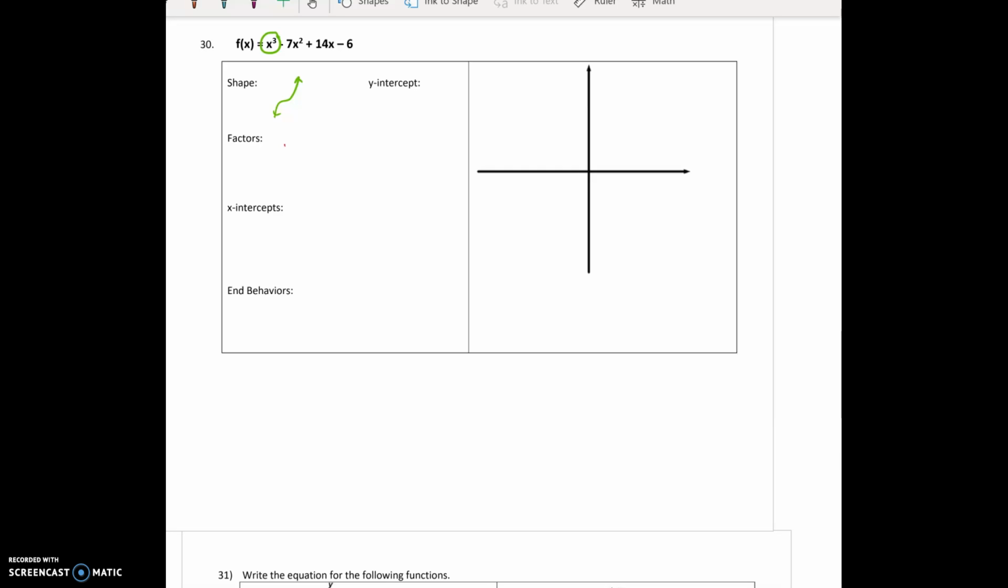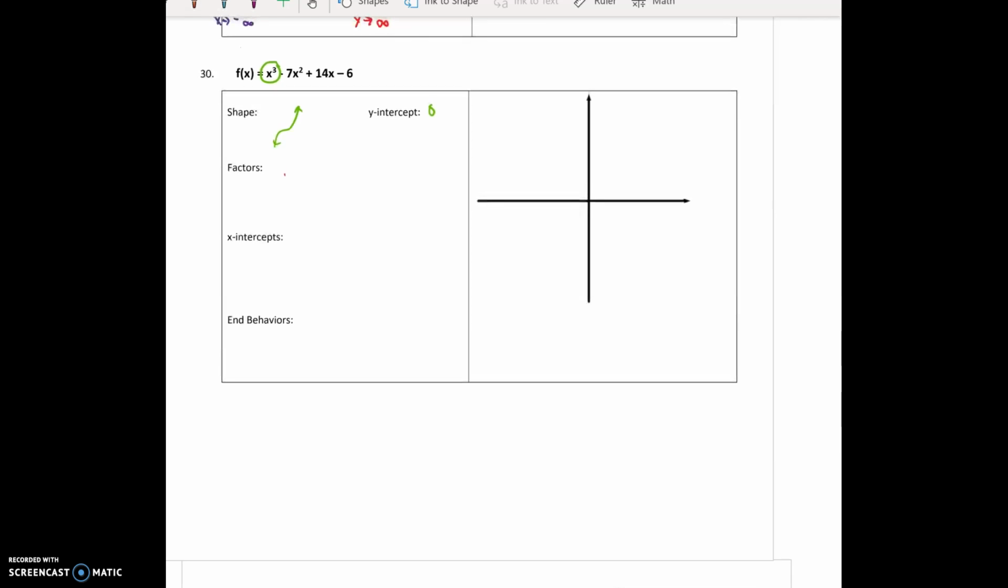And my y-intercept is when x is 0. So if I just go through the problem and I put 0 in for all of these x's, so 0 cubed minus 7 times 0 squared plus 14 times 0 minus 6, what ends up happening is all of these terms become 0 minus 0 plus 0 minus 6, and I'm left with -6. So my y-intercept is going to be down here at 0, -6.